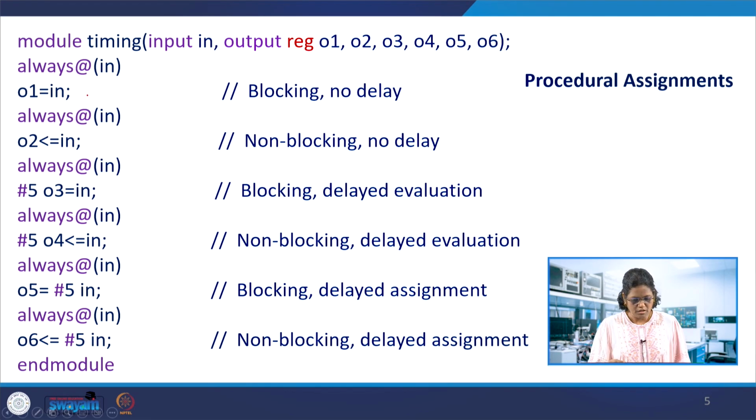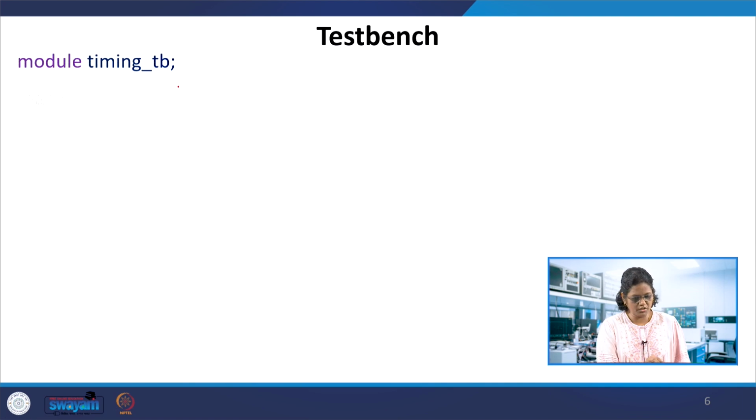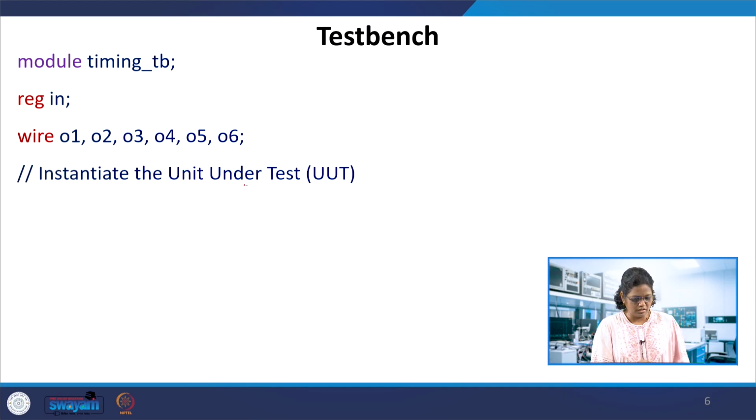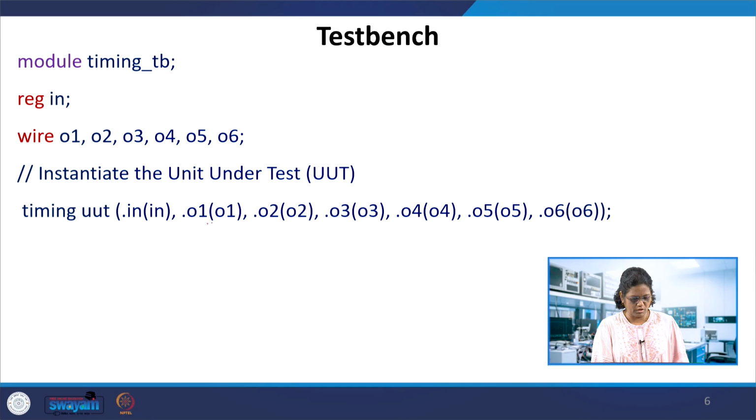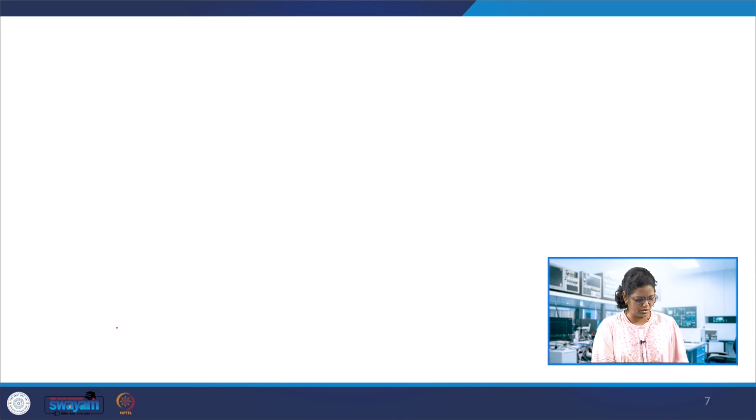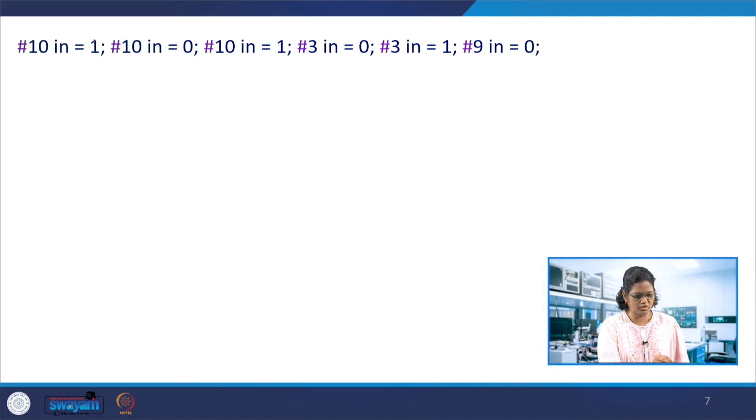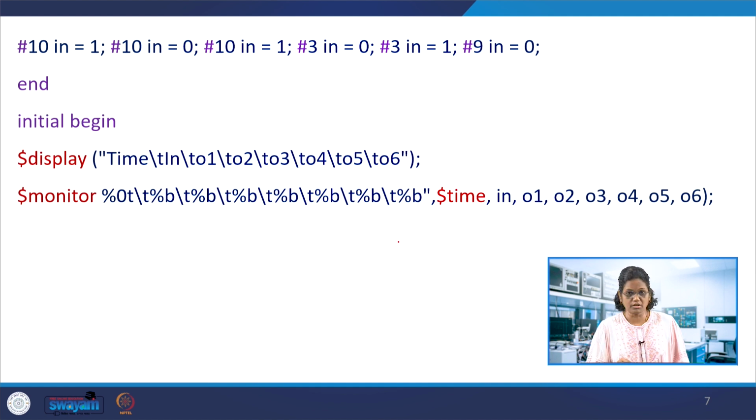In this case, we have the test bench. We have the input wires and the outputs of the different always blocks, and we instantiate them as O1, O2, O3, O4, O5, and O6, and give the stimulus. Input is initially 0, and then input is changed to 1 after 10 time units. After that it becomes 0, after that 1. After 3 time units it becomes 0, then 1, and so on. This way the input stimulus is changed, and this is monitored using the test bench, ending at $finish.